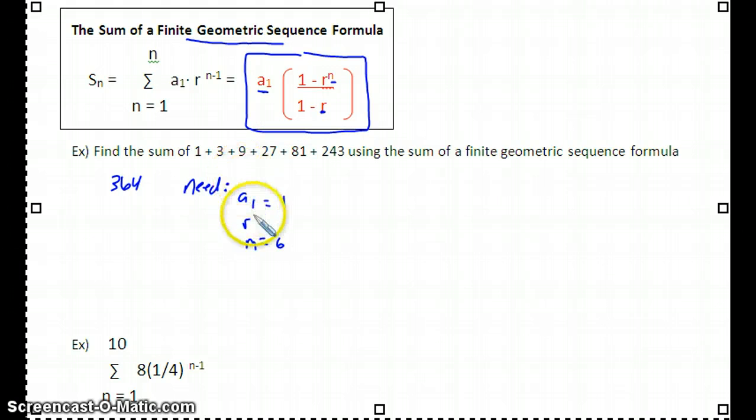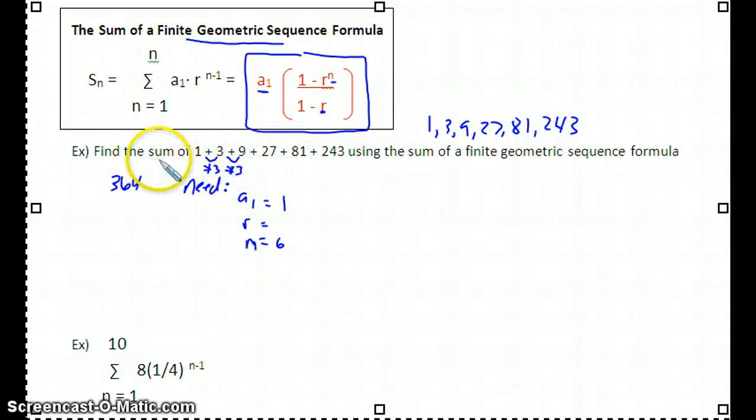And then finally, my r, the common ratio. What do you have to multiply 1 by to get 3? Well, you have to multiply by 3. If I multiply 3 by 3, do I get 9? Yep. Because really the sequence is this. That's the sequence. I put plus signs in the middle because I want you to find the sum. So again, my ratio here is I'm multiplying each previous term by 3. Multiply 9 by 3, I get 27. 27 by 3, I get 81. 81 by 3, I get 243. So my common ratio is 3.